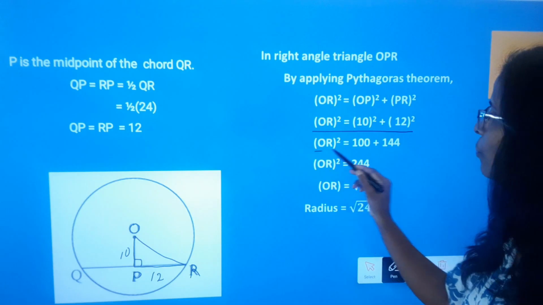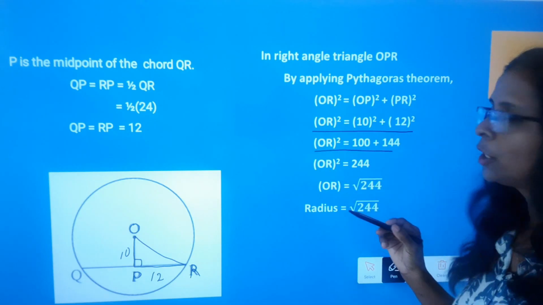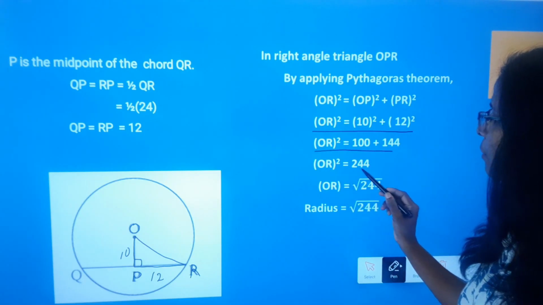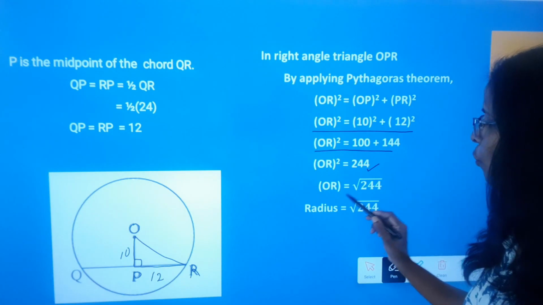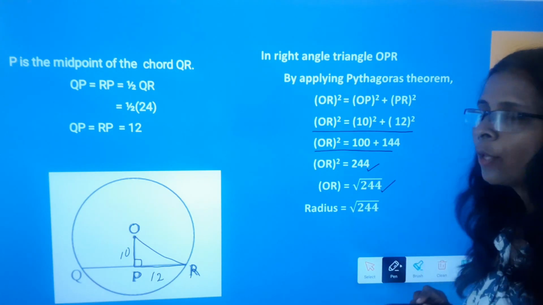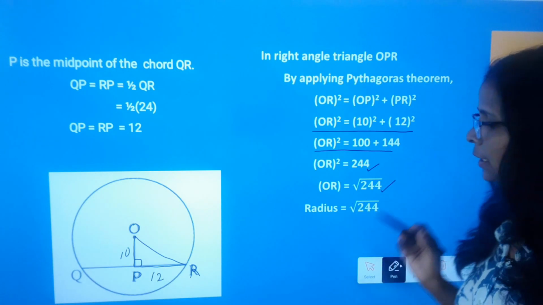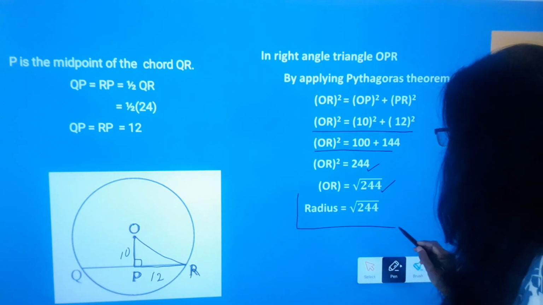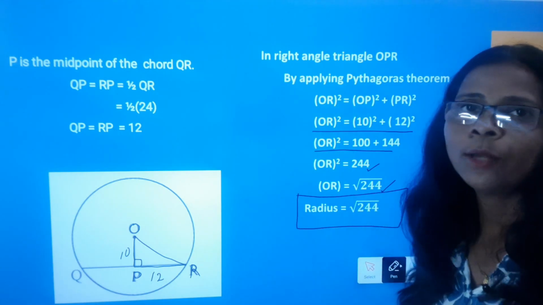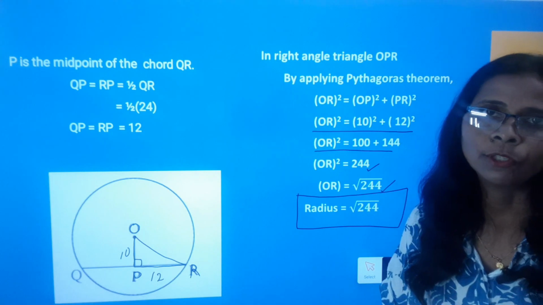That means OR square is equal to 100 plus 144. So OR square is equal to 244. So OR is equal to the square root of 244. That means the radius is equal to the square root of 244.